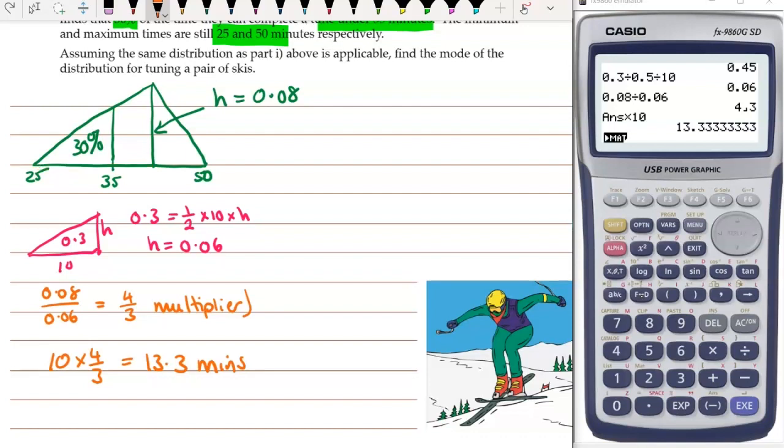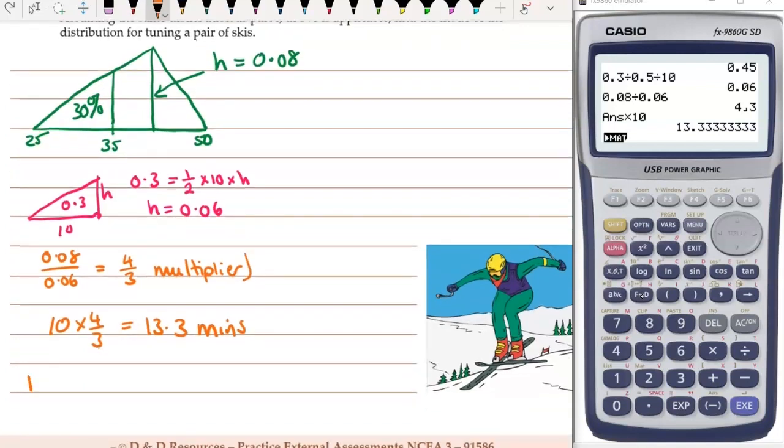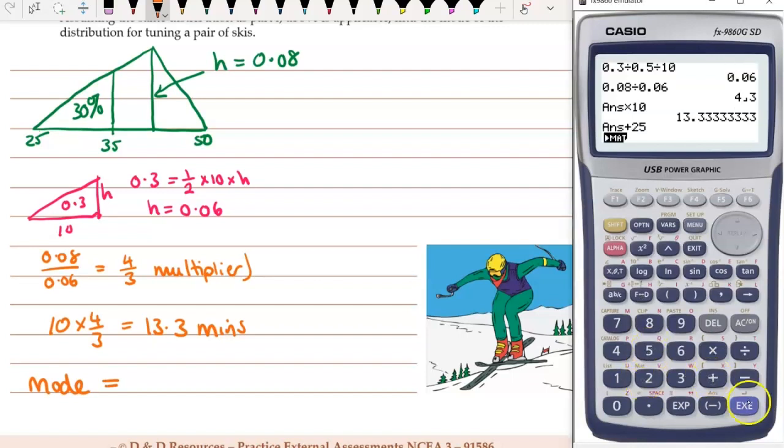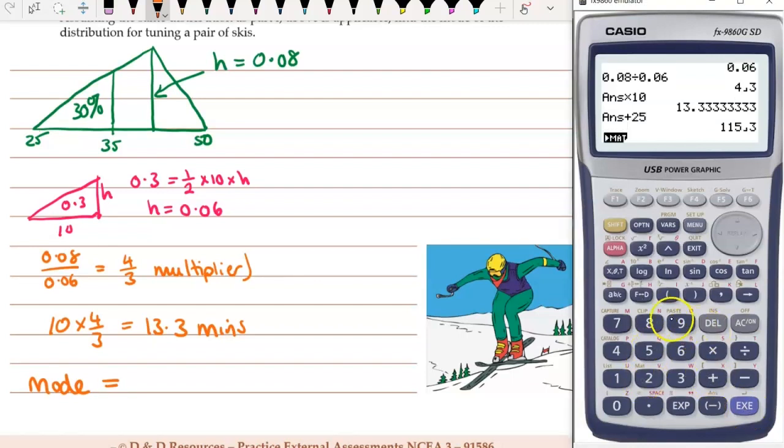So now all we need to do is add that on to 25. So the mode will be equal to that plus 25. Oops, I just need that as a decimal. There we go. So that is equal to 38.3 minutes.